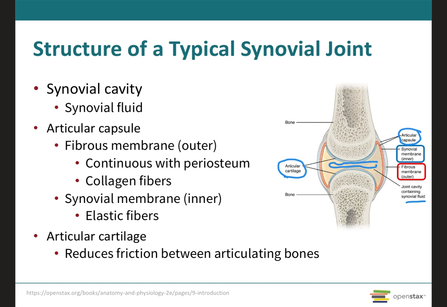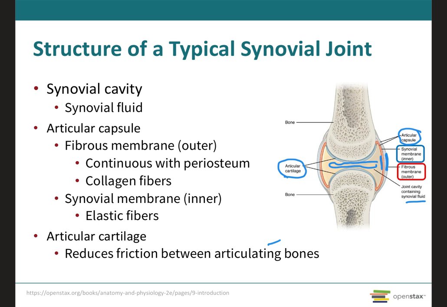This articular cartilage is going to be important to reduce the friction between the bones, especially during movement, and it will also help to absorb shock, especially during running and jumping. Now let's go here to the articular capsule. As you can see, it is made up of two membranes, an outer membrane that's called the fibrous membrane, and an inner one that's called the synovial membrane.